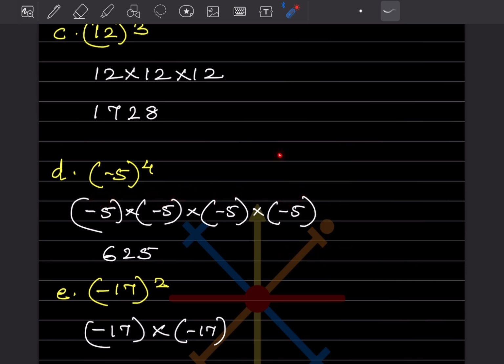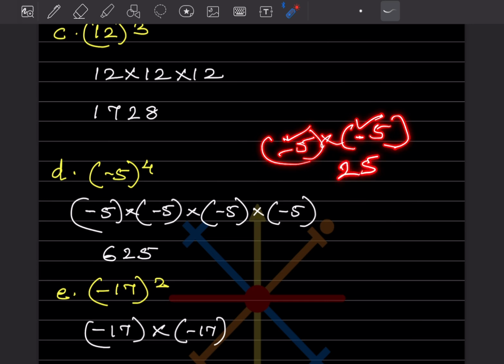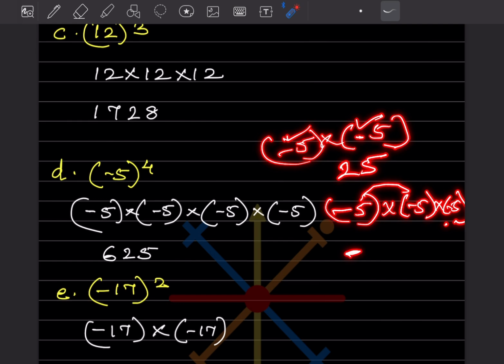Now suppose it is just 2 times. So you know this 1, 2. So this is an even number. So that will be just 25. If it is 3 times, so this is an odd number. You will write a negative and then you will write the answer.